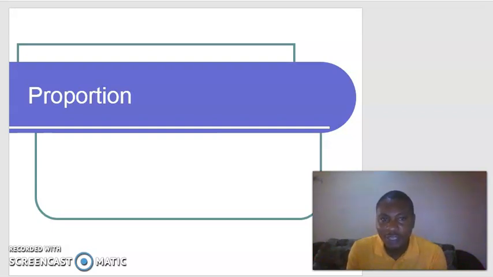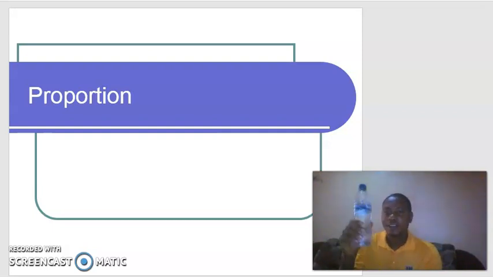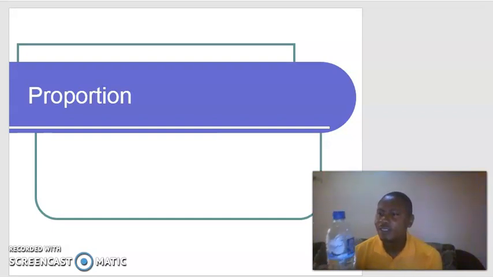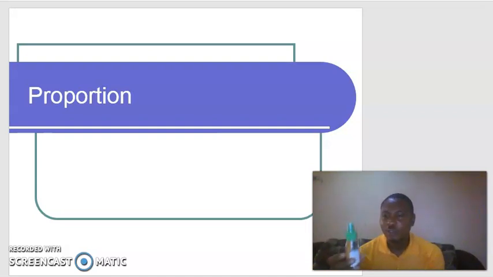Today we are going to be learning about proportion. Can you recognize this? This is a bottle of water and written on it is 75 cl, which is 75 centiliter. This is a bottle of hand sanitizer. Written on it is 60 ml, 60 milliliters.